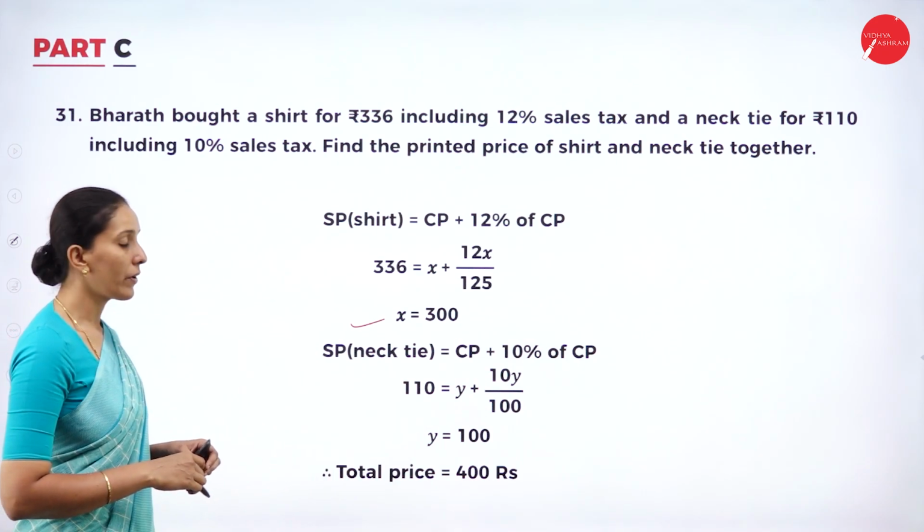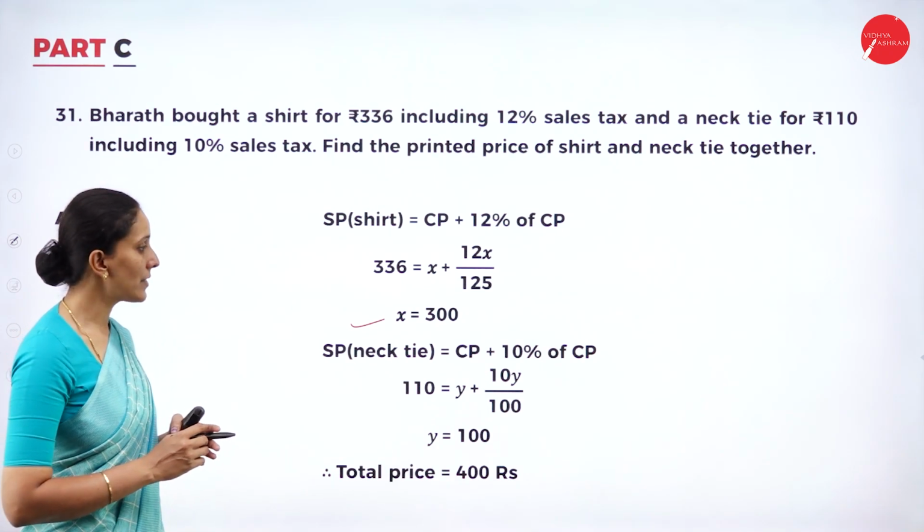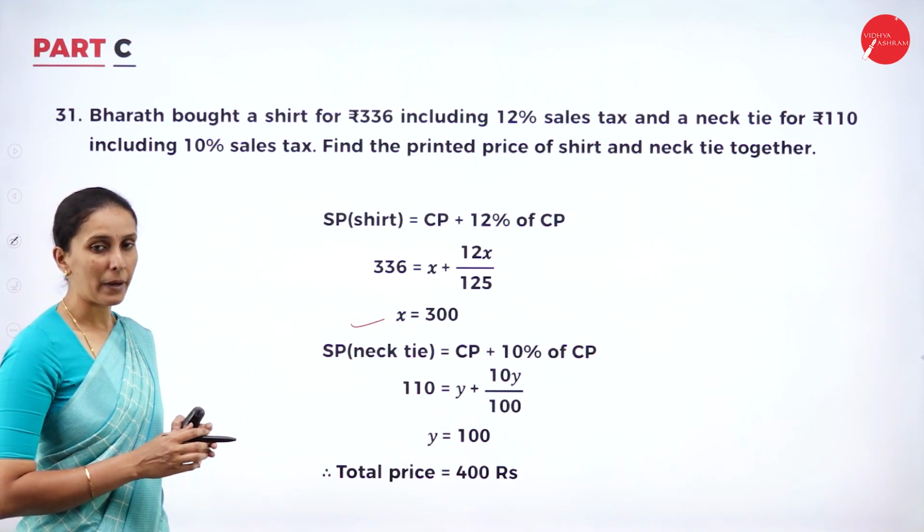Next, we have selling price of necktie. So, necktie again it is cost price plus 10% of CP. I have taken the price as Y here.